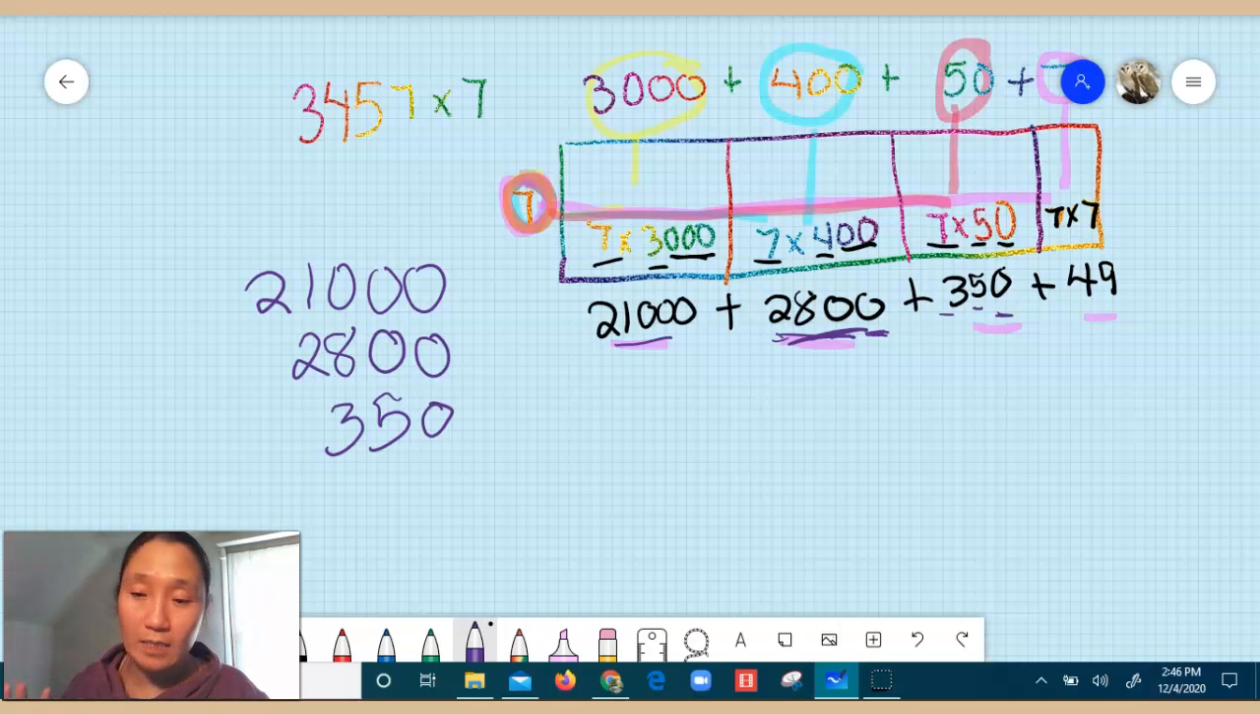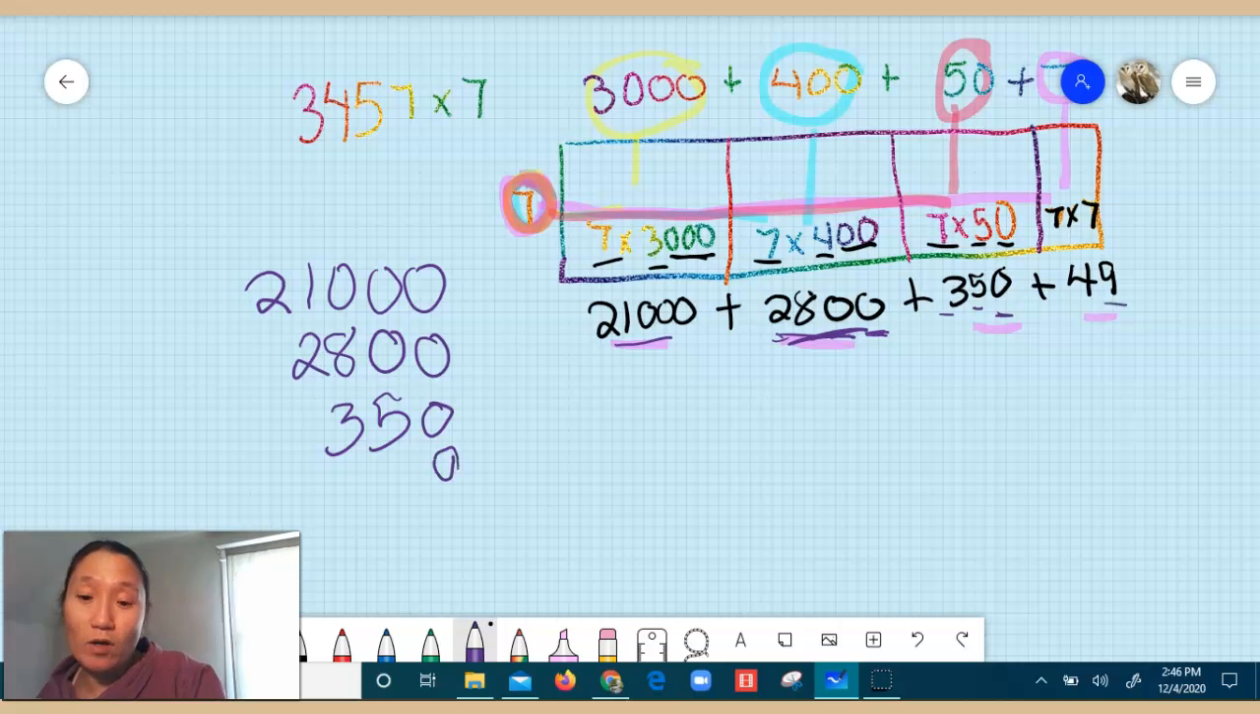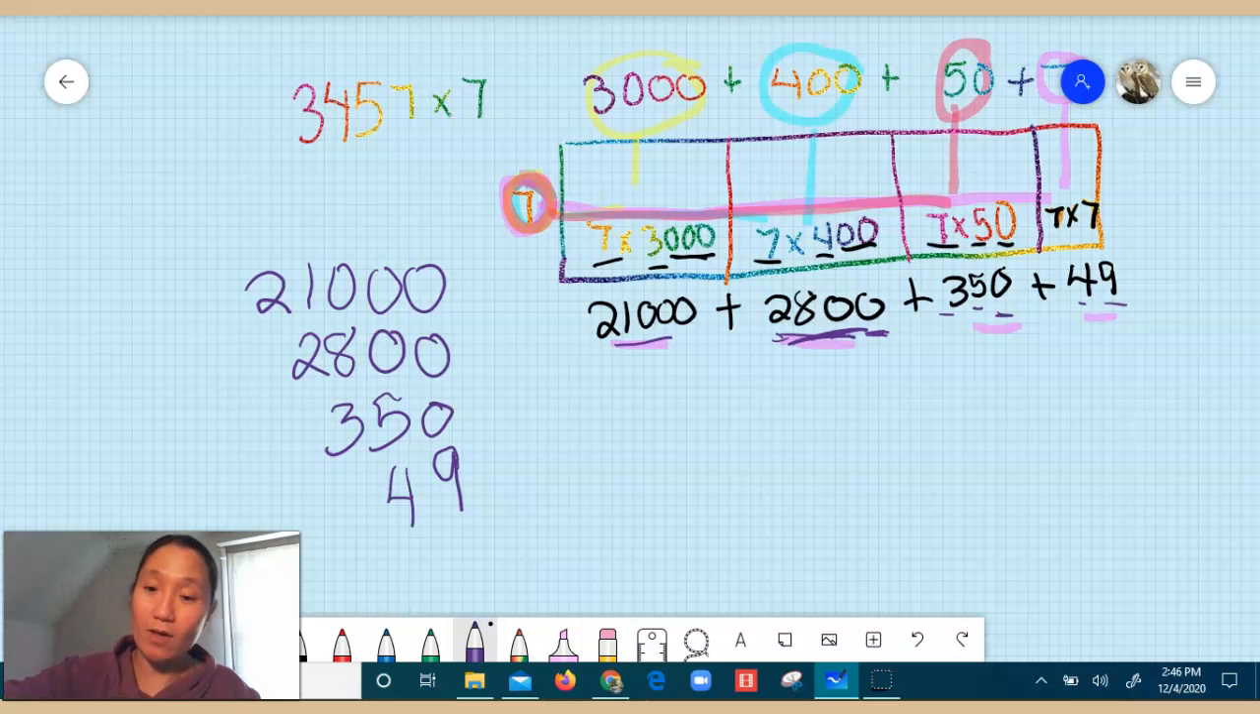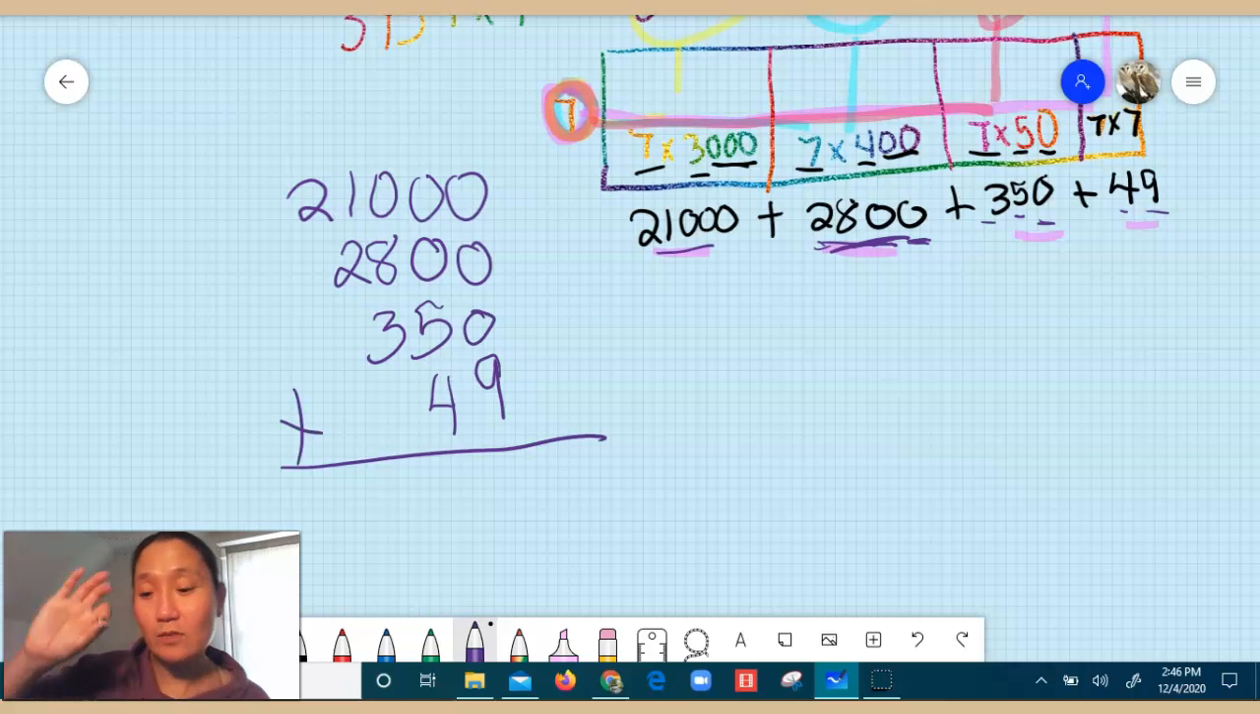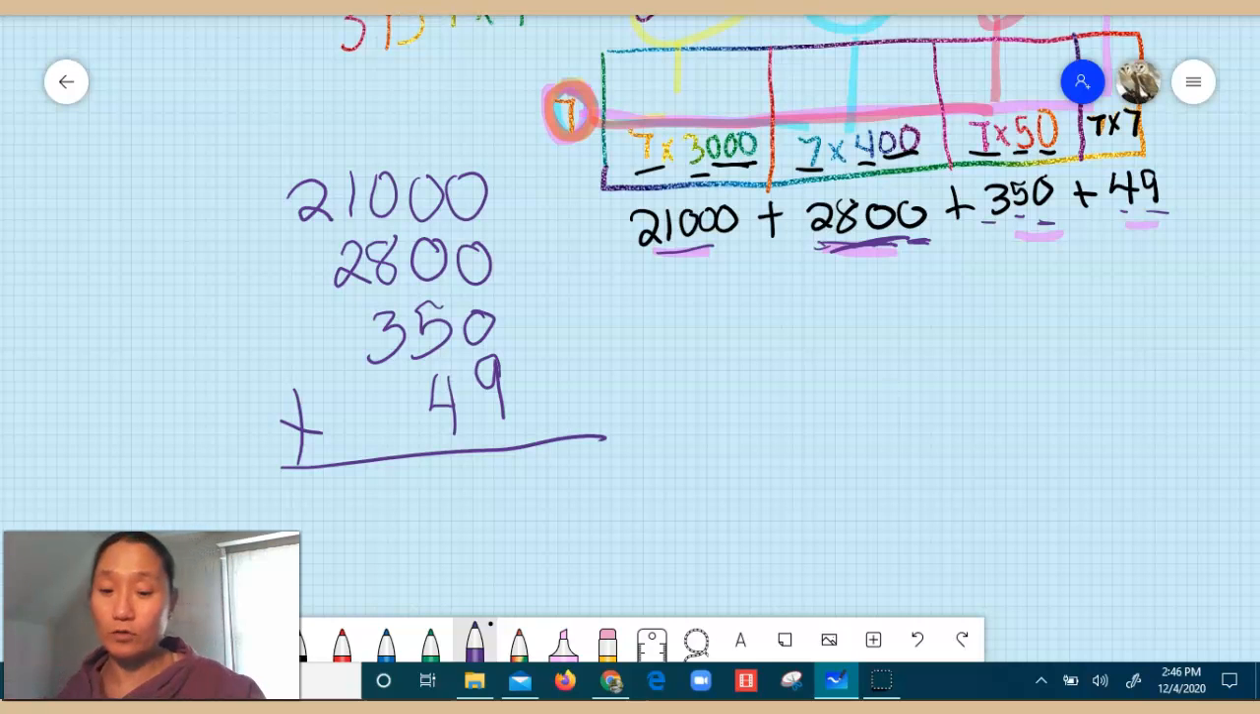Some of you are lining these up absolutely wrong. And your answers are wrong. So then I'm going to take 49, put the 9 in the ones place, put the 4 in the tens place. So now I have everything lined up correctly so that I can add. And this is why we've hammered on you for doing the standard algorithm so that you can add these larger numbers.